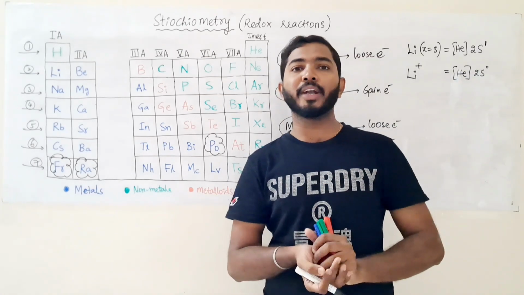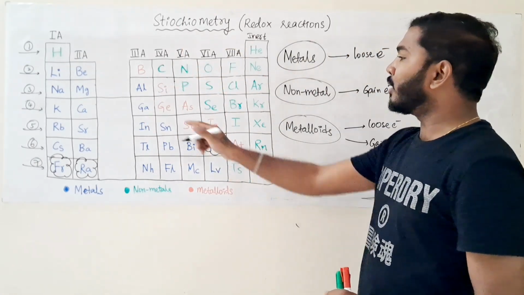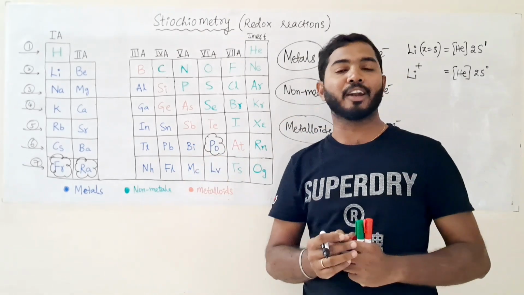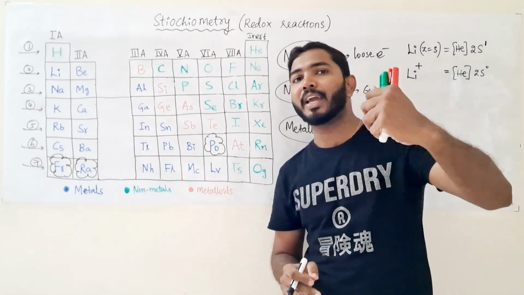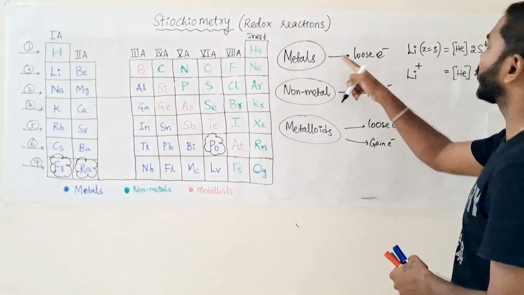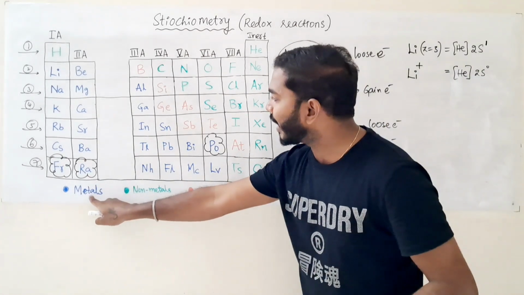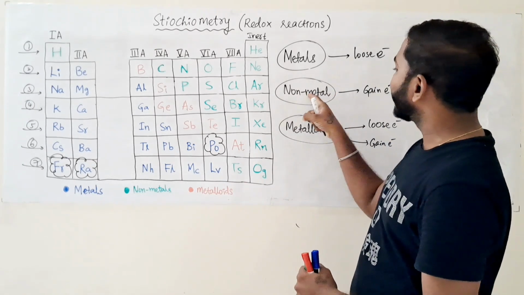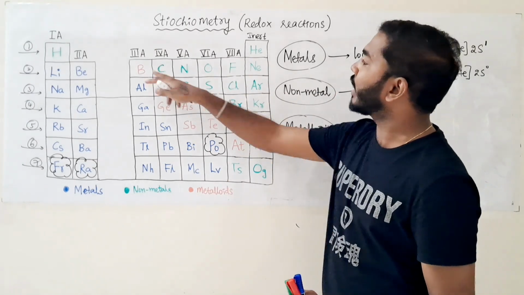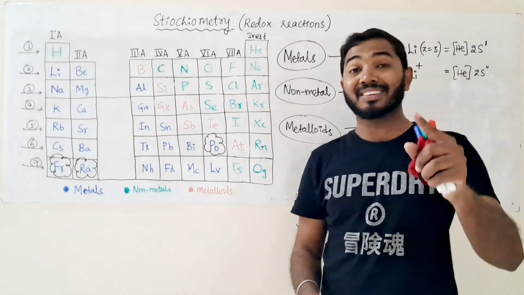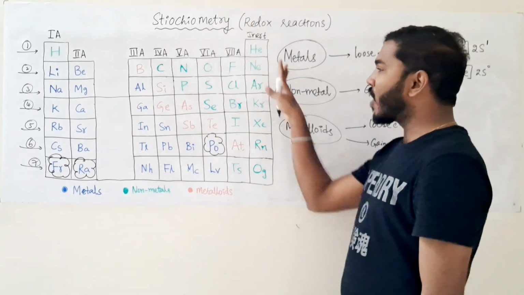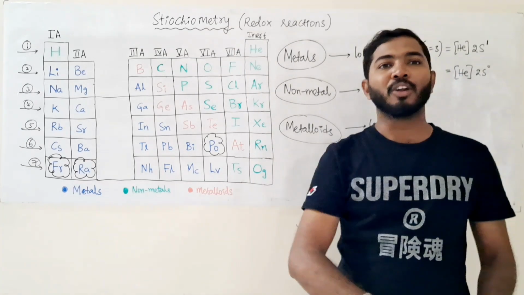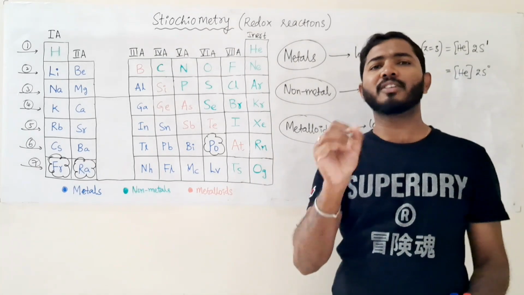So keeping this point in mind, the entire elements are going to undergo losing and gaining electrons process. So what type of elements generally lose electrons? Metals. I have shown the metals with the blue marker, non-metals with the green marker, and metalloids with the red marker. Now I hope you understood why I have taken the periodic table here to explain stoichiometry. Soon you will understand in a better way.